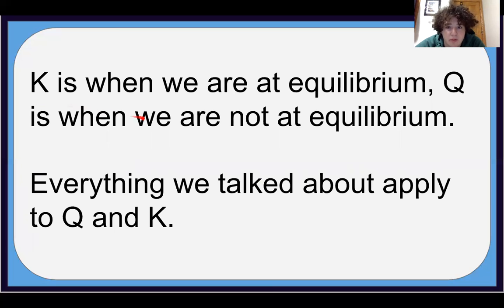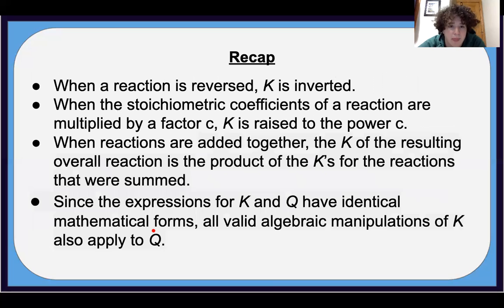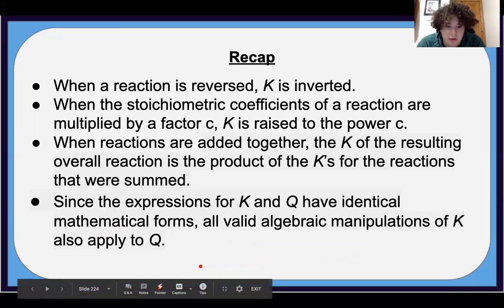K is when we are at equilibrium, Q is when we are not at equilibrium. So everything that we talked about applies to K and Q since they coincide. And just for a quick recap, when a reaction is reversed, K is inverted. When the stoichiometric coefficients of a reaction are multiplied by a factor C, K is raised to the power C. When reactions are added together, the K of the resulting overall reaction is the product of the Ks for the reactions that were summed. And since the equations for K and Q have identical mathematical forms, all valid algebraic manipulations of K also apply to Q. Hopefully this helps you with 7.6.